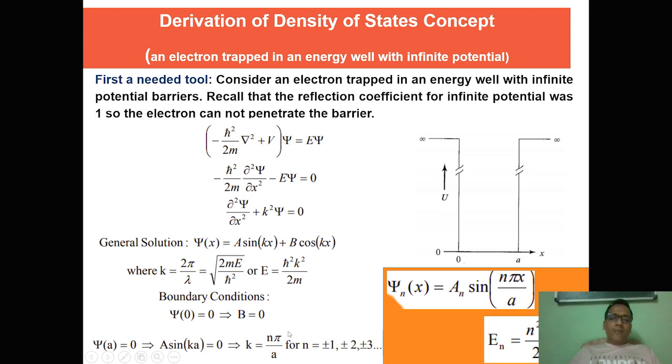And further, when we put k equal to n pi by a in this relation, we have the energy value En equal to n square pi square h cross square by 2m a square, and the wave function psi can be written in this form: psi n x is equal to square root of 2 by a sin n pi x by a.